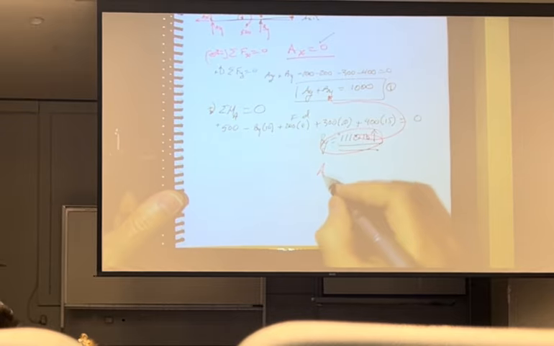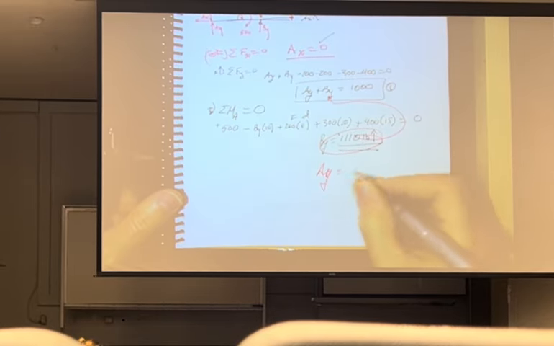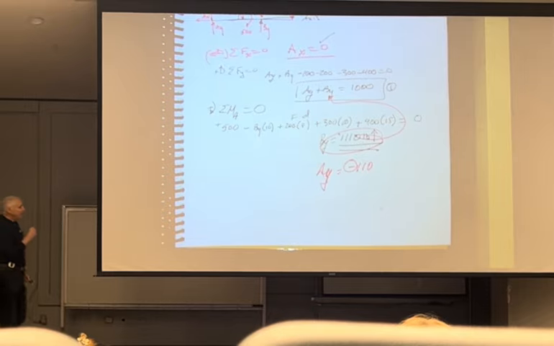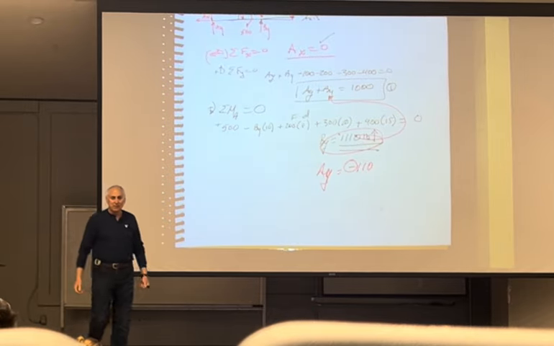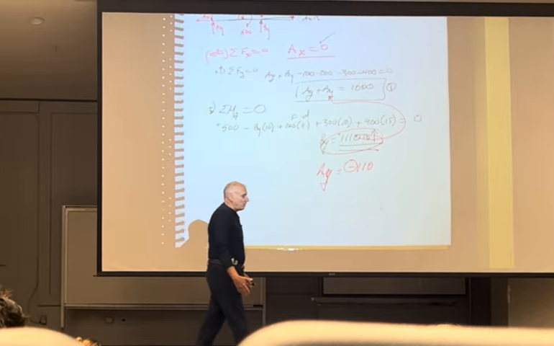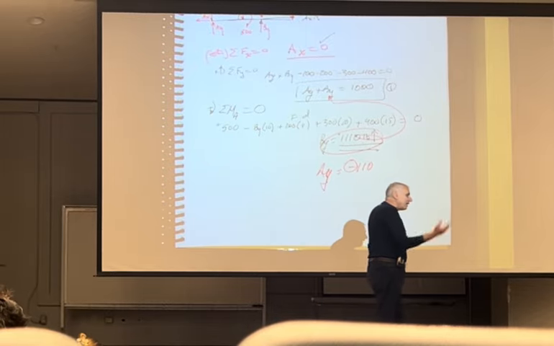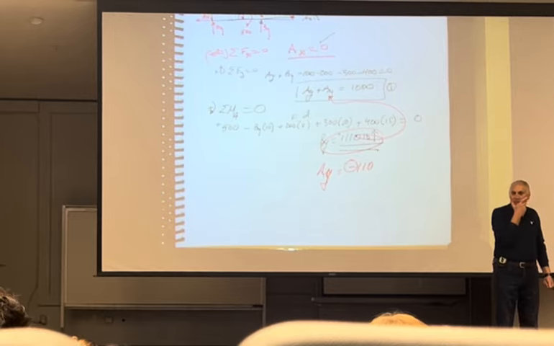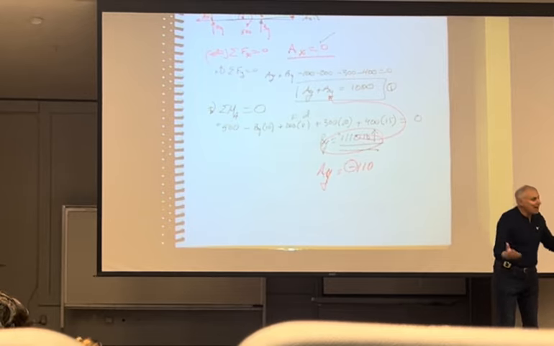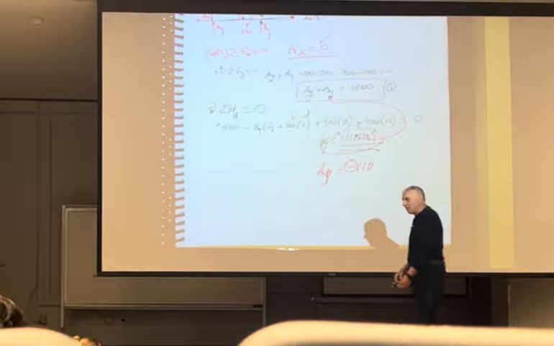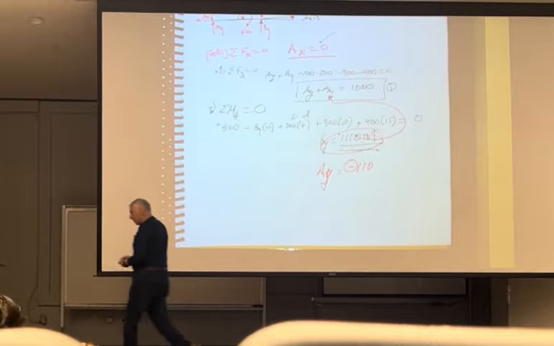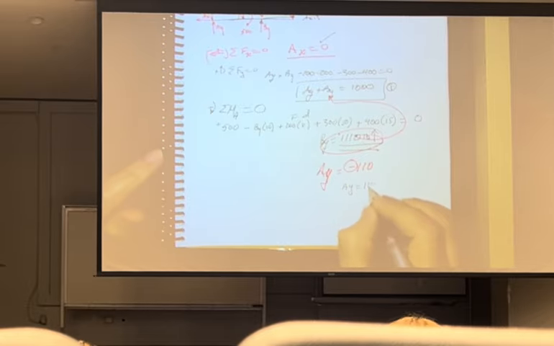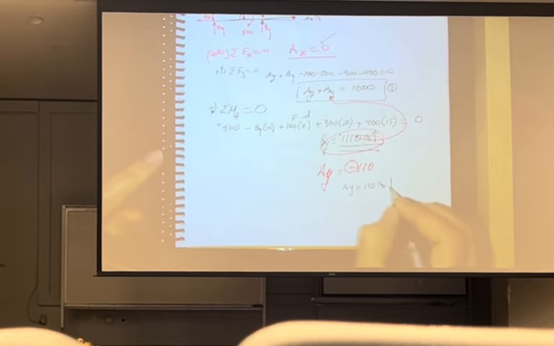Well, if I do that, AY is going to come out as minus 110. What is the minus sign telling me? Hey, you screwed up the direction of AY. It is not upward. It's actually got to be downward. Oh, no. Does it matter? No, just flip the arrow now. So my final answer is AY is equal to 110 pounds downward.